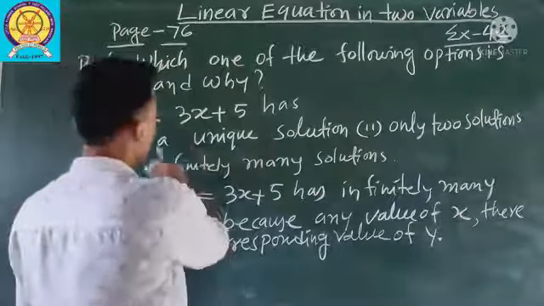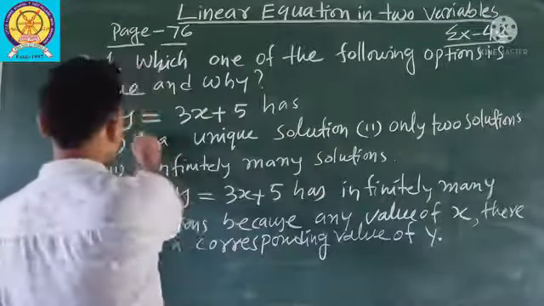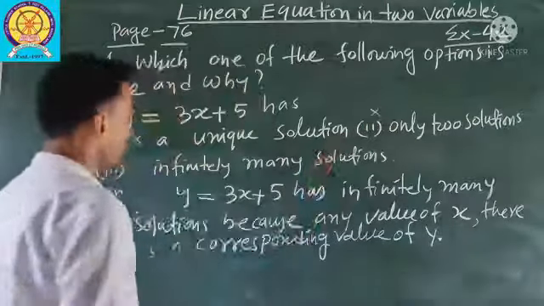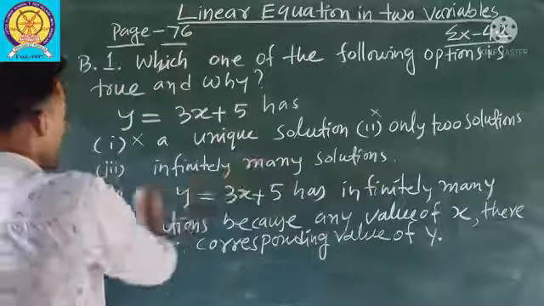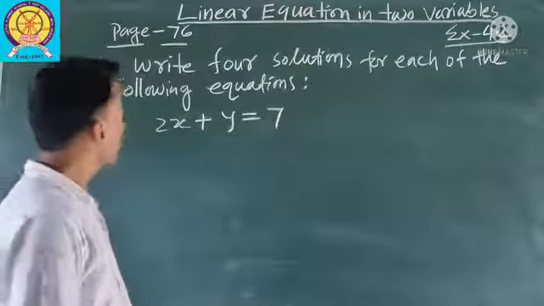So it is not a unique solution. Unique solution means single solution. It is not the correct option. This one is also not the correct option. So the correct option is infinitely many solutions, number 3. Let's see the next one.